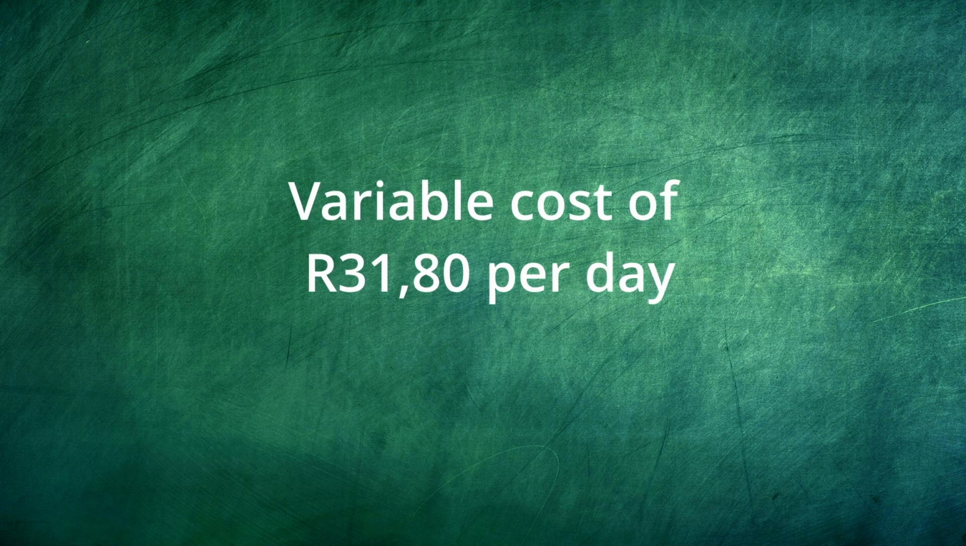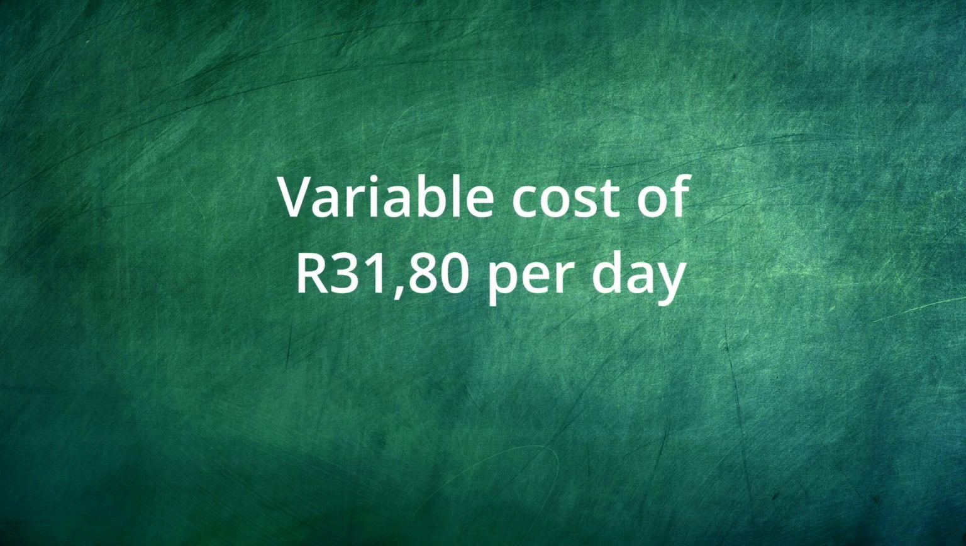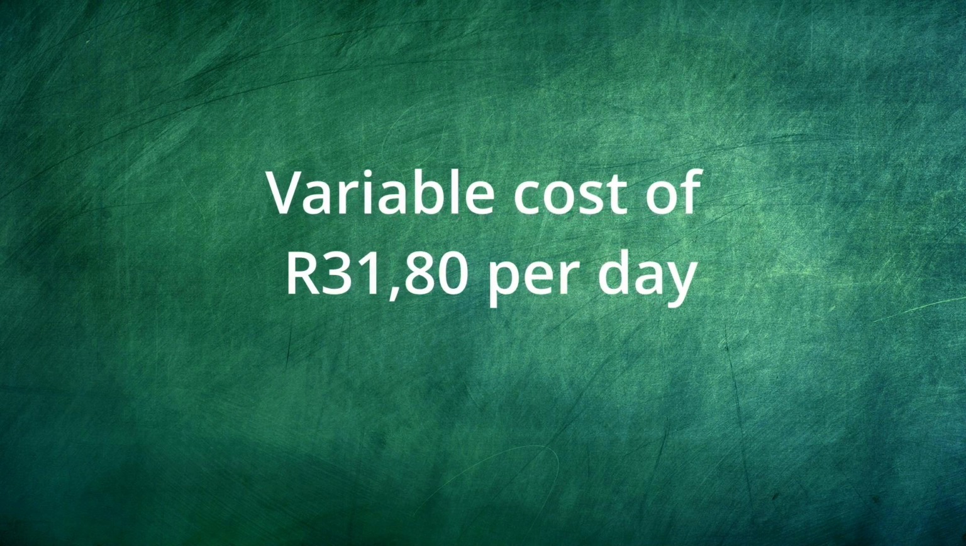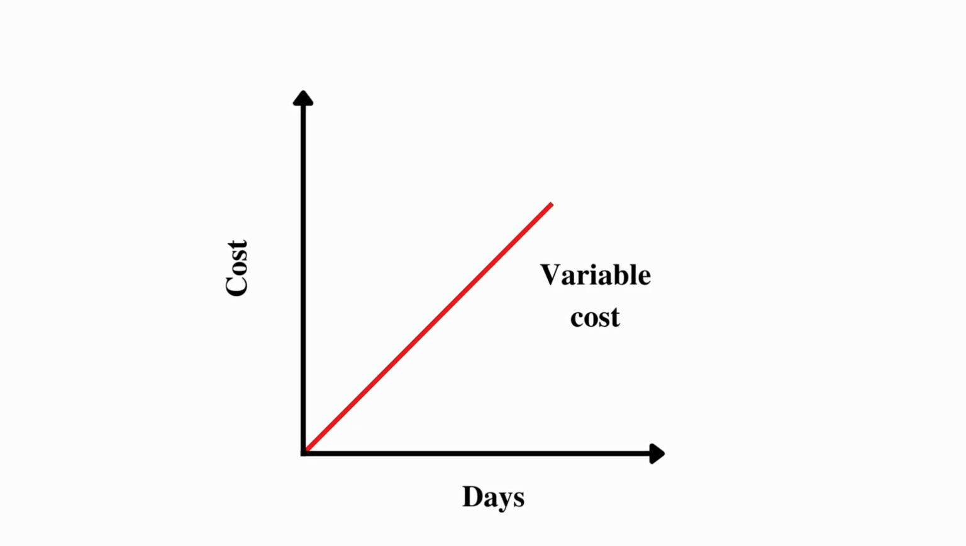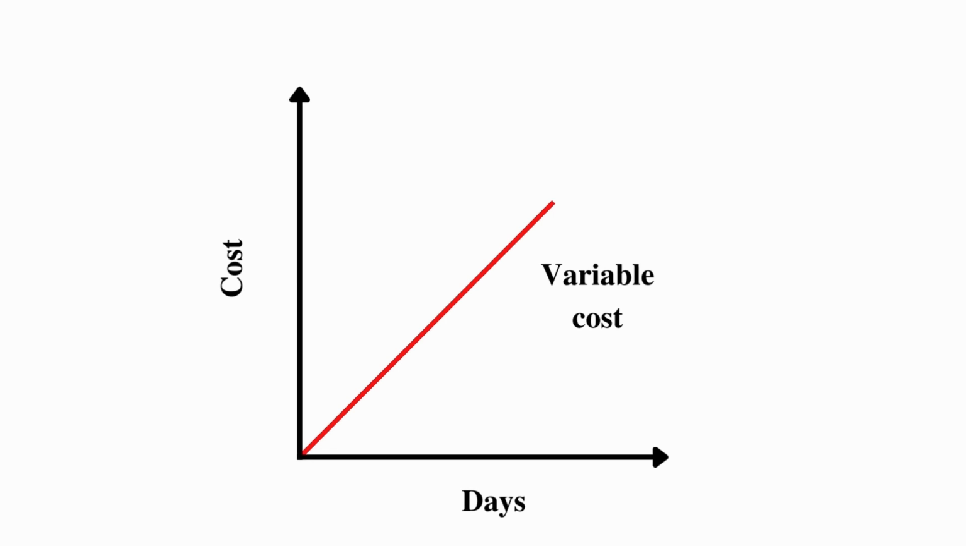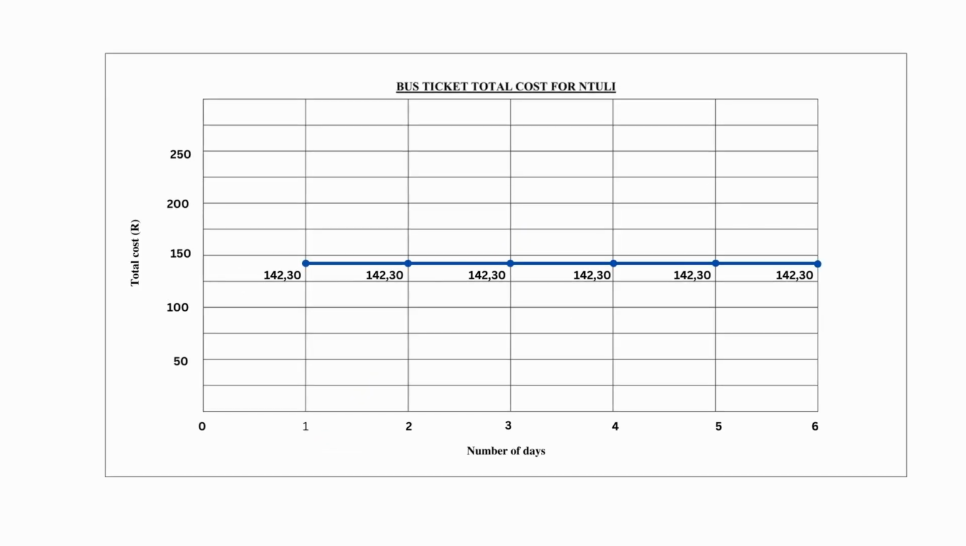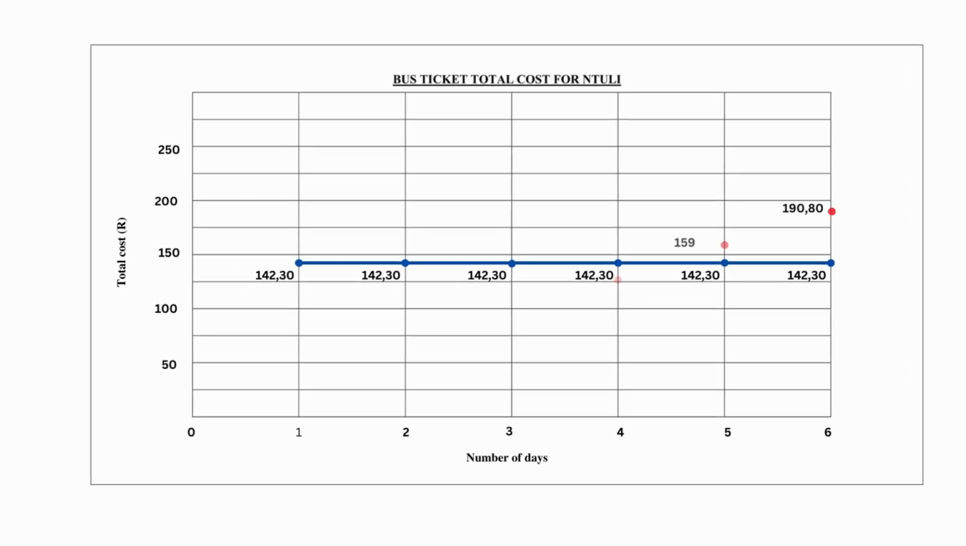The cash fare graph is also a straight line graph, however it has a variable cost of 31 Rand 80 cents per day. Each day the cost will increase by this amount, and the total cost will depend on the number of days traveled to the destination in stage 2. The cash fare graph will look like this. Notice that the graph starts on day 1 and therefore is not drawn to the y-axis.